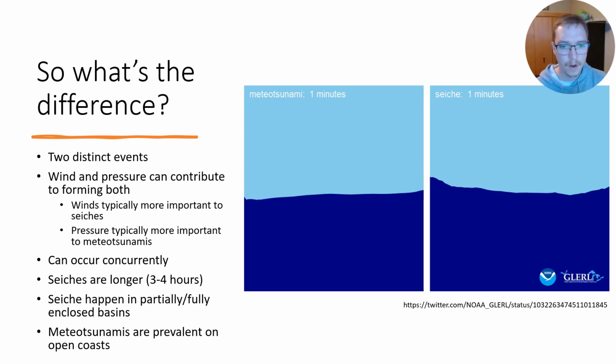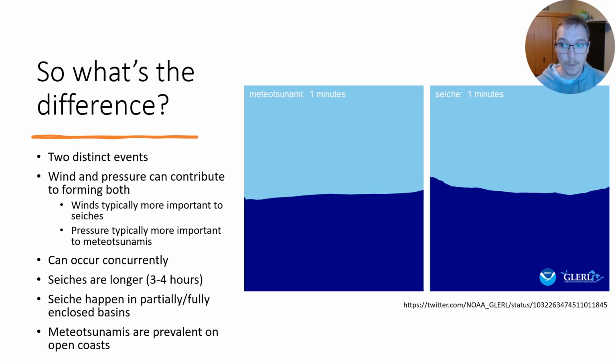Now, I'll play this here in a second, but seiches and meteotsunamis are often grouped together. They're two different things. Wind and atmospheric pressure can contribute to the formation of both of them. However, winds are typically more important to seiche motion, while pressure often plays a substantial role in meteotsunami formation. Sometimes a seiche and meteotsunami can even occur at the same time.